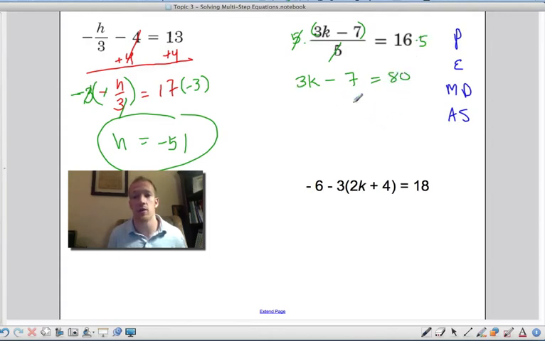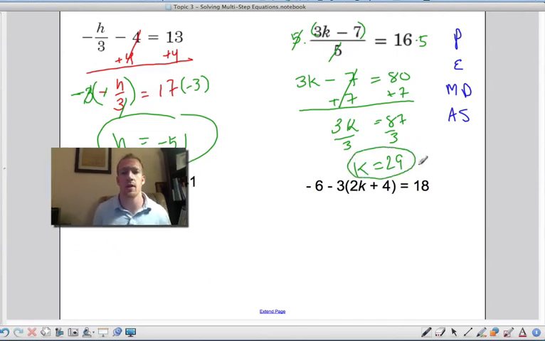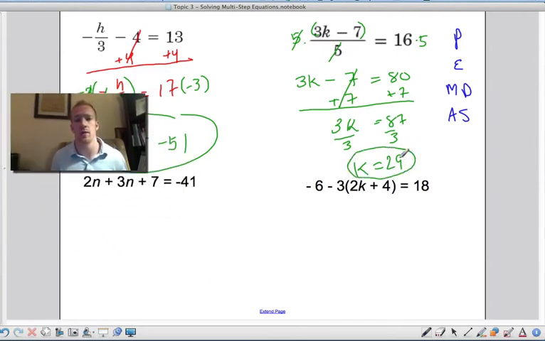Alright, now it's just like my problems before. So I add 7, working my way from the outside in, right? This is the most outside, then the 7, then the 3. So it gives me 3k equals 87. Divide by 3, and it gives me k equals 29. Notice all these are coming out to integers, to whole numbers, right? Positive or negative whole numbers. It's not a rule. They don't have to.